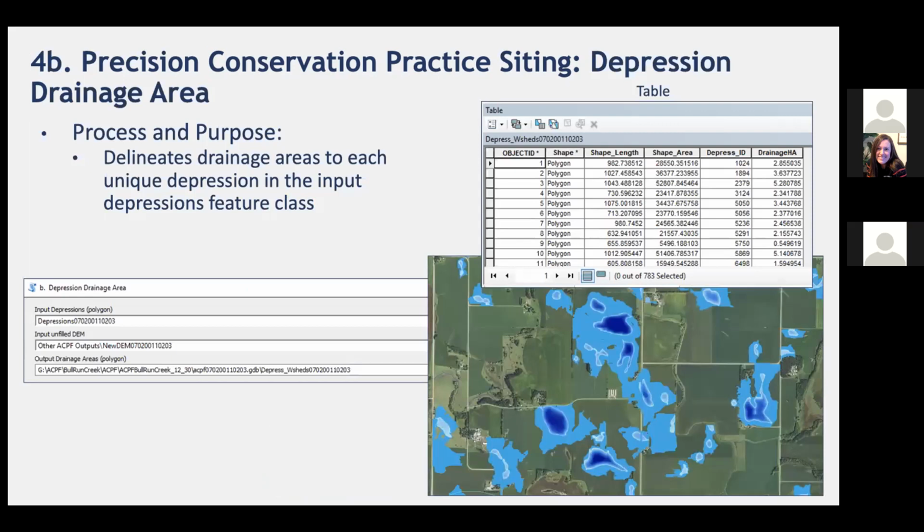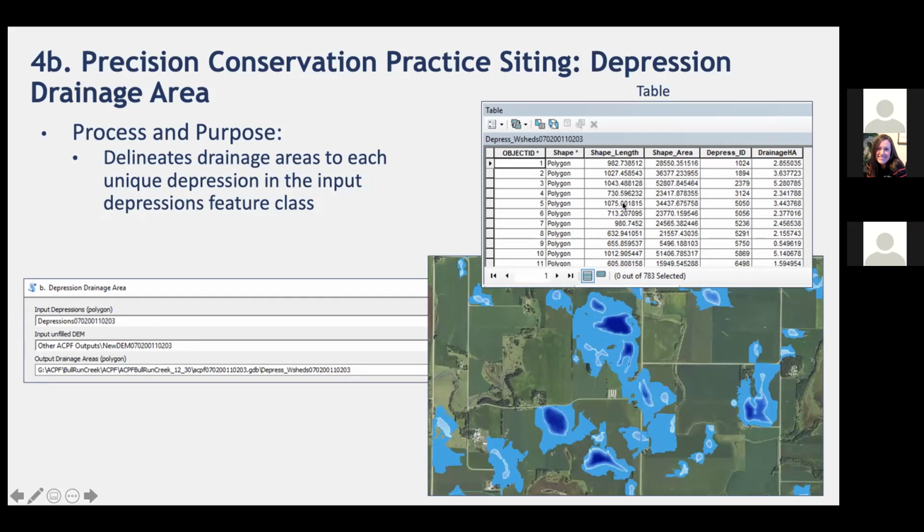The next step is to identify depression drainage areas. So this tool is pretty straightforward. It's just going to delineate the drainage area to each one of those unique depressions that were just created in the previous step. So the only inputs to this step are the depression layer and then that unfilled DEM. And the output are the catchments that are associated with each one of those small depressions.